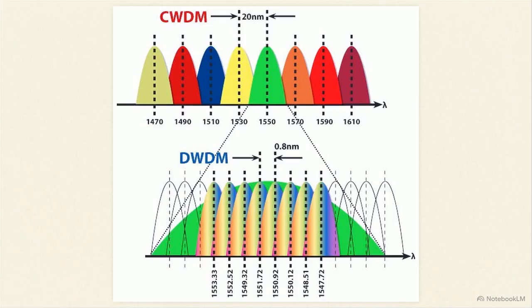This chart visualizes multiplexing. The top half illustrates CWDM. Notice the 20 nanometer gap separating each color peak. This spacing is inefficient and wastes spectrum. To maximize capacity, engineers developed DWDM. The bottom section shows DWDM nesting channels together, reducing spacing to an ultra-tight 0.8 nanometers.